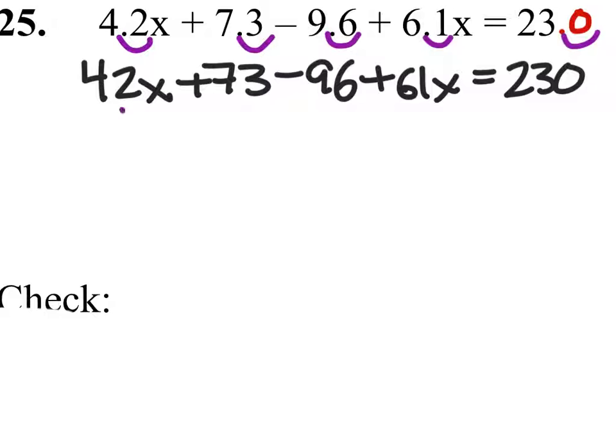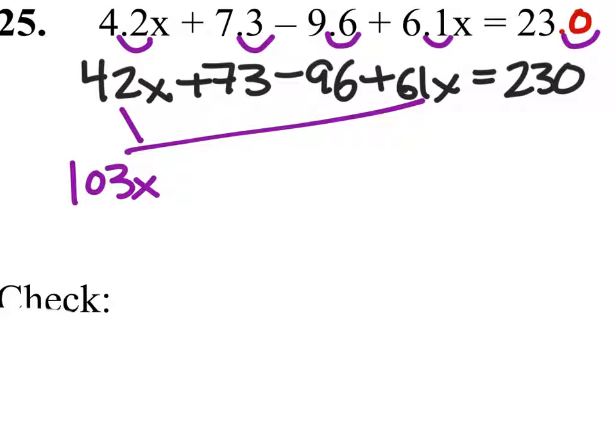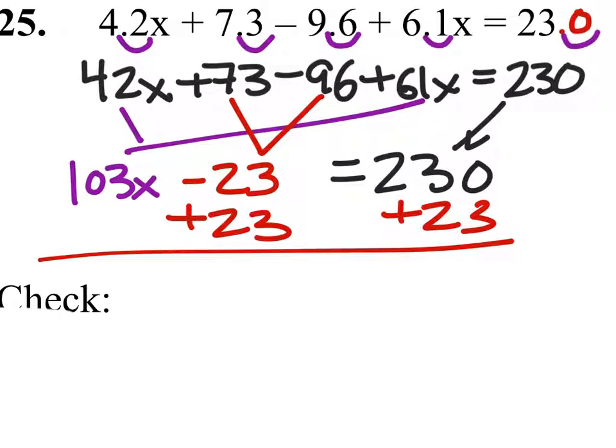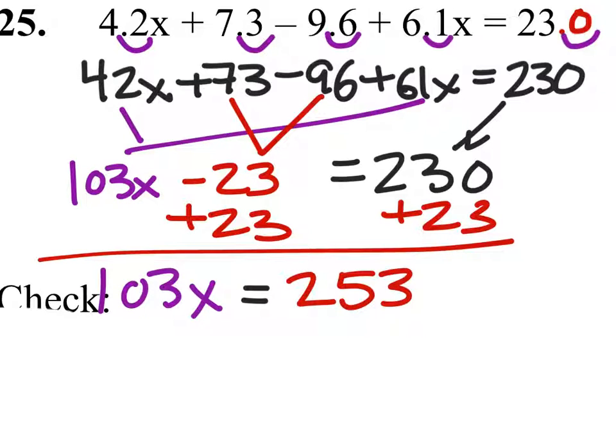Next, we would still combine like terms, so combining the x's, that would give us 103x. 73 minus 96 would be a negative 23. And of course, this still equals 230. Next, we would add 23 to both sides so that we get a zero pair out of there. Now we have 103x equals, now 230 plus 23 is 253.